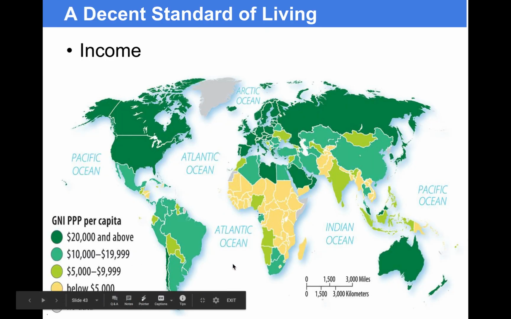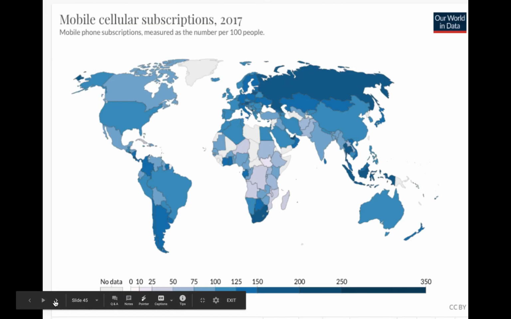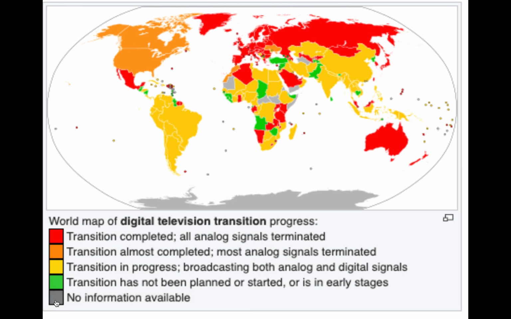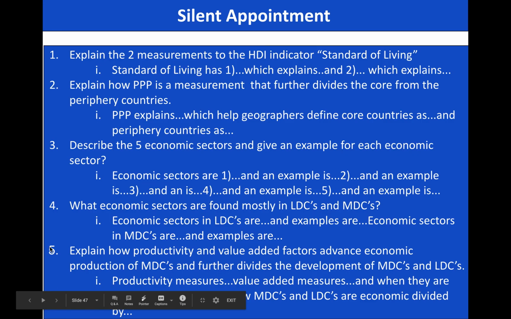Here we have GNI per capita. It's following the choropleth maps we've been looking at. Here's motor vehicles in 2014. Here's cell phones in 2017. And here's digital television. All right, quickly review what's been discussed in these notes.